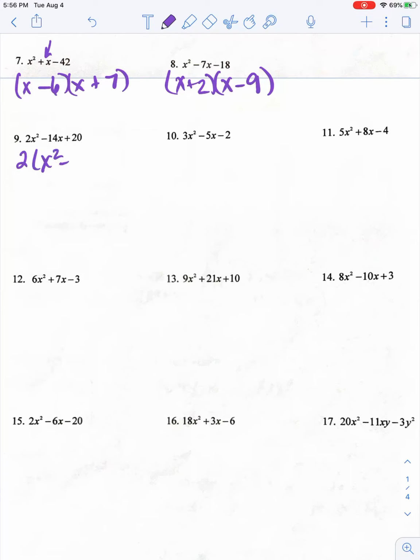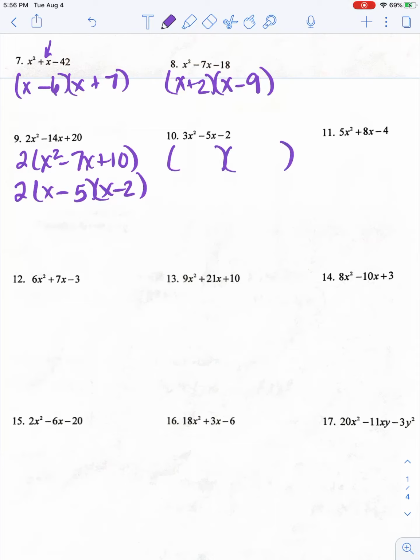I can take a 2 out and then do my trinomial. And don't lose that 2 in the front. That's part of your answer.